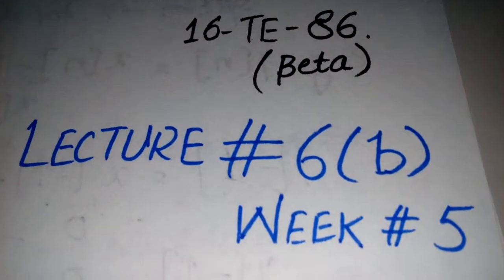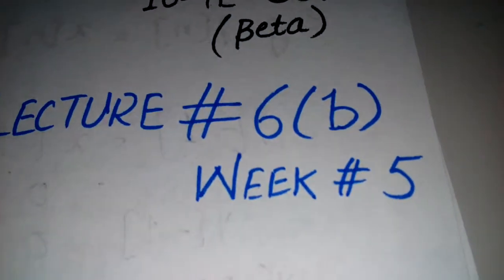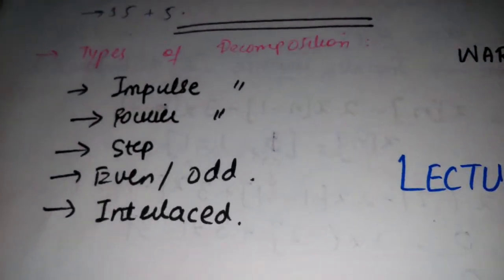This is lecture 6 part B of week 5, and today's lecture is about, as I already told you in the previous lecture, the names of the types of decomposition: impulse, Fourier, step, even/odd, and interlaced. Now I will explain them one by one. So first is impulse.